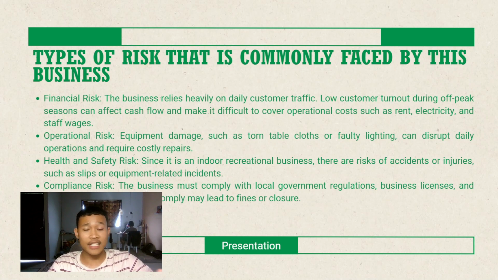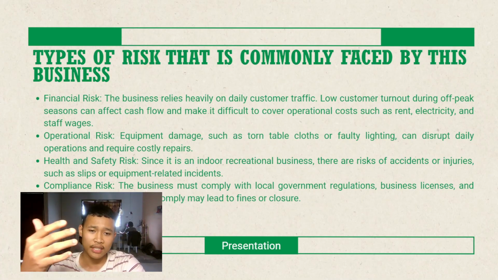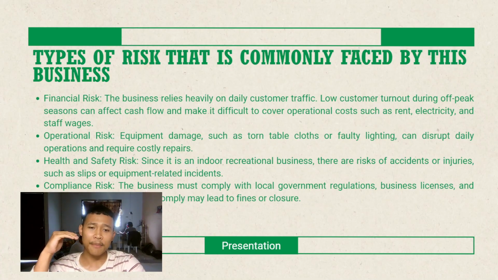So let's move on to the next slide, which is the types of risk that are commonly faced by this business. First, there's financial risk. According to the owner, the business depends heavily on daily customer traffic. During off-peak seasons or weekdays, the number of customers usually decreases, which affects their cash flow. This makes it more challenging to cover operating costs such as rent, electricity, and staff wages.